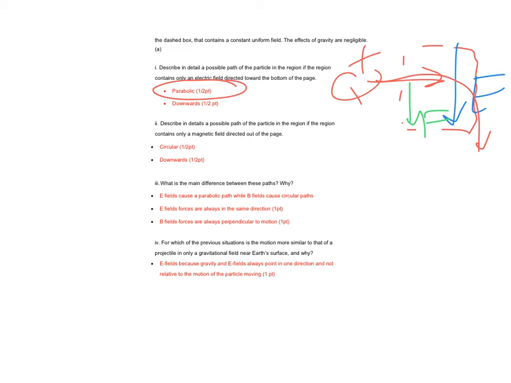Describe in detail a possible path of a particle in the region if the region contains a magnetic field pointing out of the page. So you had to use the right-hand rule, and if you use the right-hand rule with your thumb going to the right and the B field coming out of the page, the force is still going to come down. The difference is that now it's going to go like this, in a circle, but it's still going to be going downwards. So something about circular and downwards.